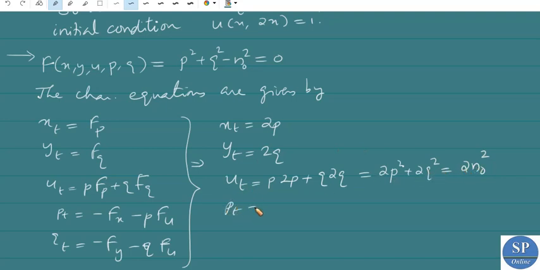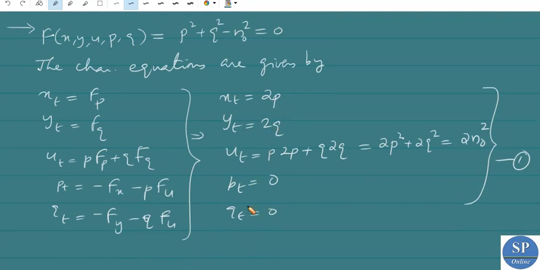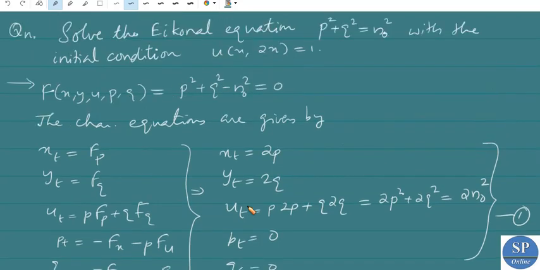Now p_t, this is small p, is equal to minus f_x. f_x equal to 0, as f is independent of x and independent of u. So f_x equal to 0 and f_u equal to 0. So p_t equal to 0. Also we have q_t equal to 0 because it is independent of y and u. So the characteristic equations are given by these 5 equations: x_t equal to 2p, y_t equal to 2q, and so on.